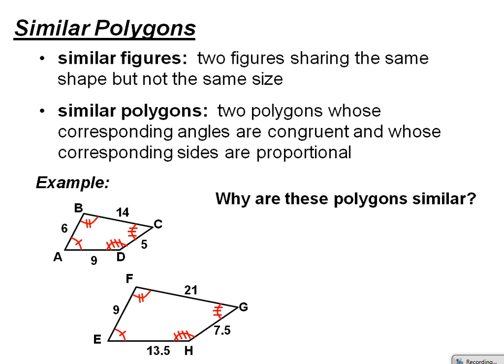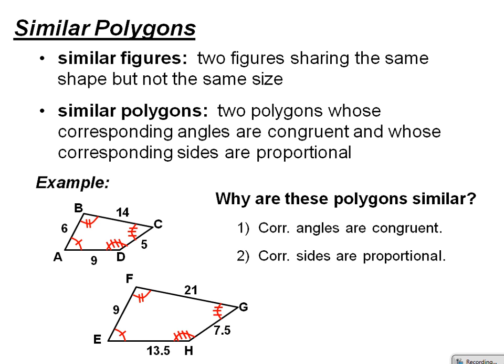Well, there's two criteria that we have to meet. First of all, according to our definition, the corresponding angles must all be congruent. In this case, angle A is congruent to angle E, B congruent to F, C congruent to G, and D congruent to H. So that criteria is met. But secondly, we also have to prove that the corresponding sides are proportional.